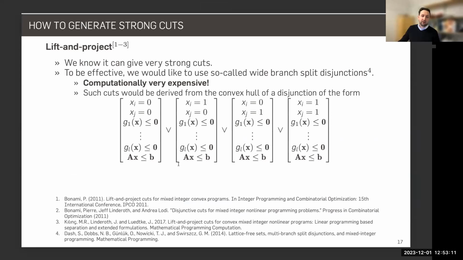I will not go into too many details, but we would basically form a disjunction like this when we consider different partial integer assignments. We would look at the convex hull of this and derive cuts from the convex hull. The important takeaway here is this is computationally very expensive. This would result in very strong cuts, but in practice, this is not really useful.